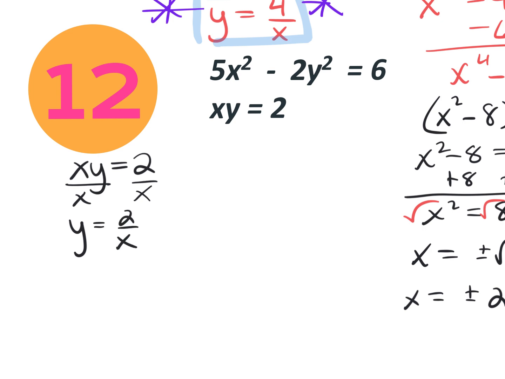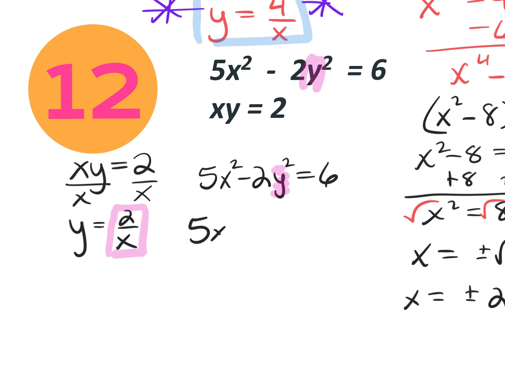And now I'm going to do the substitution method, and I'm going to take what y equals and plug it in. So I'm going to take my top equation. Whenever you do substitution, you can't substitute into the same equation you rearranged. So again, I'm going to take out the y, and I'm going to put 2 over x here. So 5x squared minus 2, and then 2 over x squared equals 6.